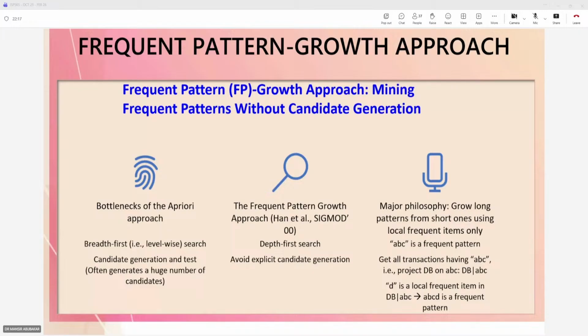The philosophy behind FP growth is to use only these local frequent items. For example, you say ABC is a prefix. It gets all the transactions that have ABC in them at the same time, and then looks at the projected database: where do we have ABC as items? Then D is a local frequent item, for example, in the database that contains ABC, D. So this is how it is. It divides the data into two, which is why it has what is called two scans: to scan only for the first time and then scan for the second time.